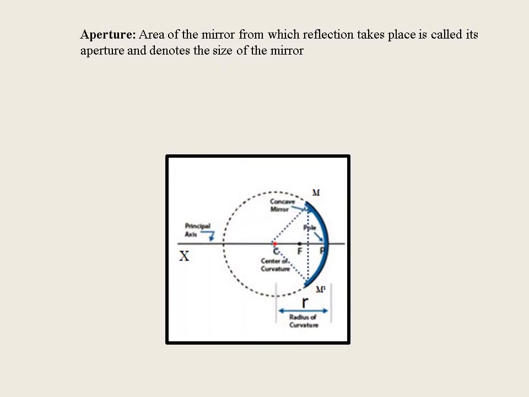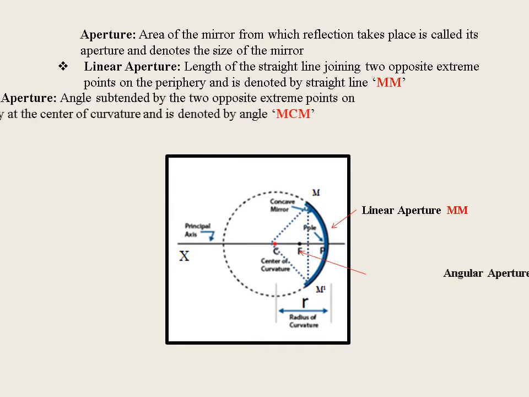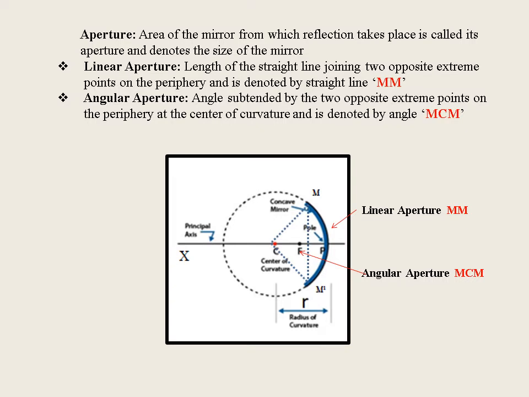Aperture. The area of mirror from which reflection takes place is called its aperture. It basically denotes the size of the mirror. Linear aperture. The length of the straight line joining two opposite extreme points on the periphery of a spherical mirror is called its linear aperture, denoted by the straight line MM. Angular aperture. Angle subtended by the two opposite extreme points on the periphery at the center of curvature, denoted by angle MCM.